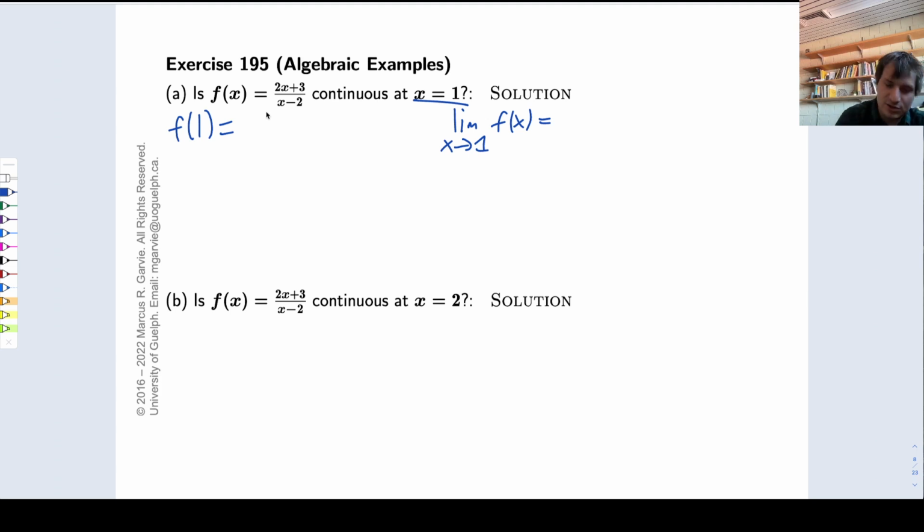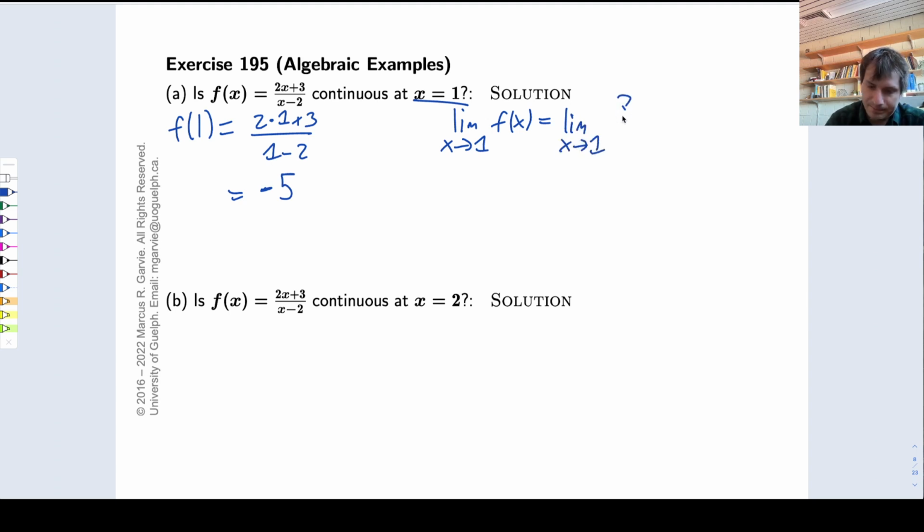So f of 1 is just plug in, 2 times 1 plus 3 divided by 1 minus 2. Perfectly valid thing. 2 plus 3 divided by 1 minus 2, 5 divided by... no, 5 divided by negative 1, so negative 5. Okay, what about the limit? Let's do the limit now.